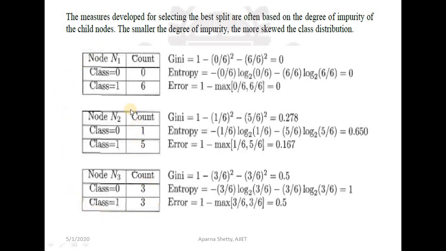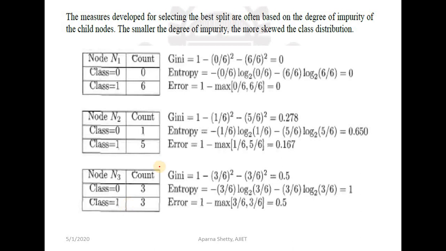Using this example, we will show how to calculate the Gini index, entropy and classification error. So this is just an example in order to show the calculation of the impurity measures: Gini, entropy and error. So the Gini index for node N1 is given by 1 minus, what is the formula for Gini index?